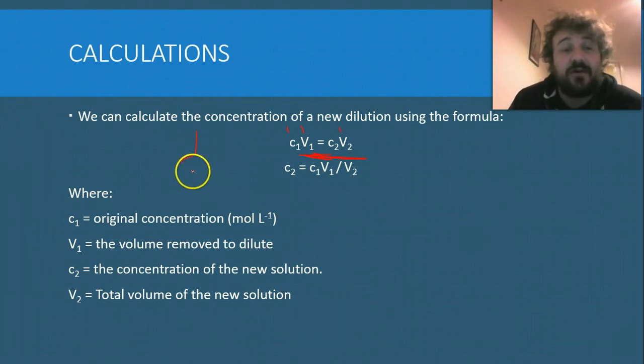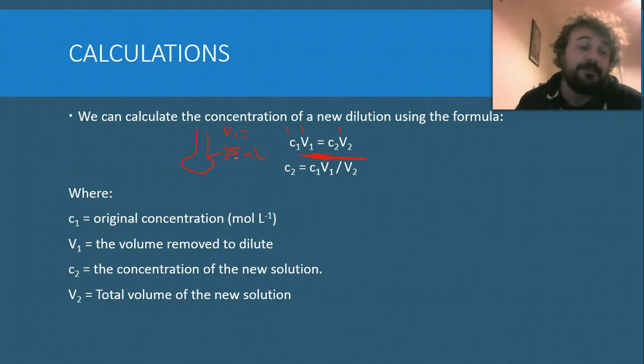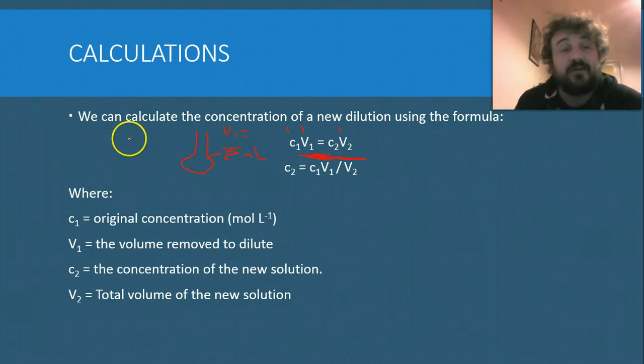So here's your stock bottle. If you take out 25 mils of that, then V1 equals 25 mils. Okay, so whatever you take out of that original stock solution, that's your volume 1. V2 is the total volume of the new solution. So when you put it in your next volumetric flask, if it's 250 ml, then V2 is 250 mils. So whatever that next volume is. And C2 is what we're trying to work out.